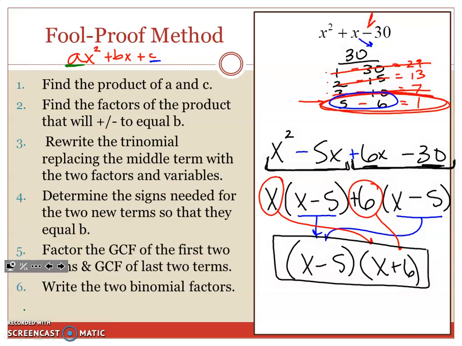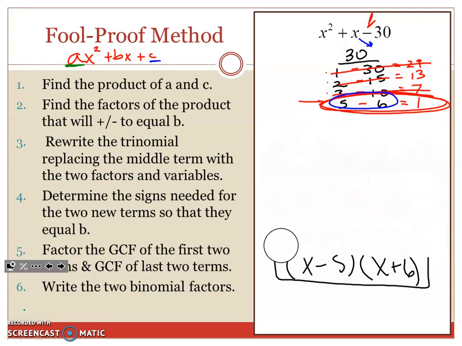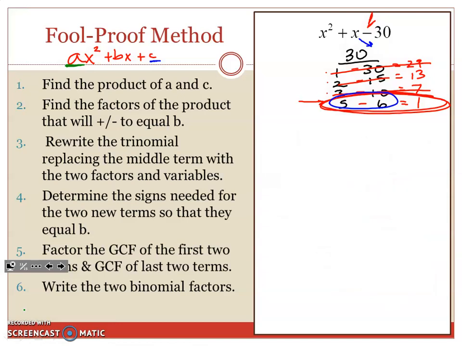Okay? The one question that I get from a lot of kids is, well, how do I know what order these need to go in? And the answer is it doesn't actually matter which order they go in. So I'm going to erase this and factor it with the plus 6 first and the minus 5 second. Just to prove that doesn't matter, I do an x squared plus 6x minus 5x minus 30.